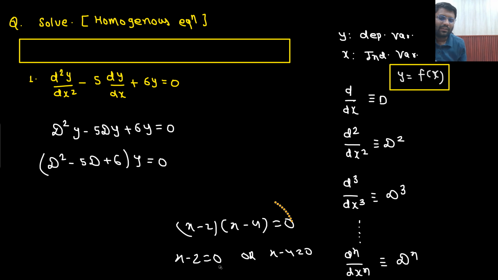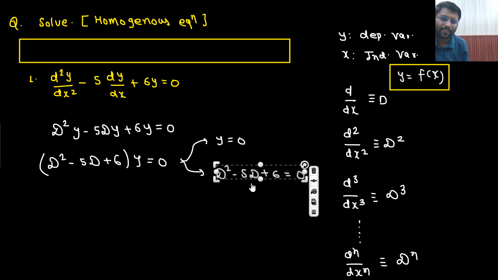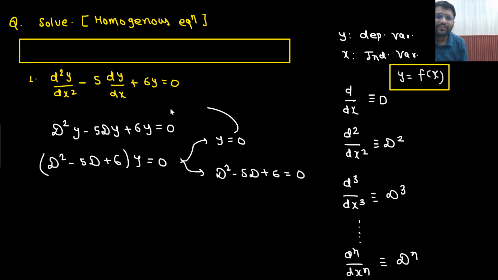So when I solve this equation, one of the answers would be y equals 0, and the other answer would be D squared minus 5D plus 6 equals 0. Two answers you will get here, right? Now, will y equals 0 satisfy this equation? Yes sir, if you put y equals 0, the double differentiation will be 0, and everything will be 0. So y equals 0 is one of the solutions that we already know. There is nothing new.